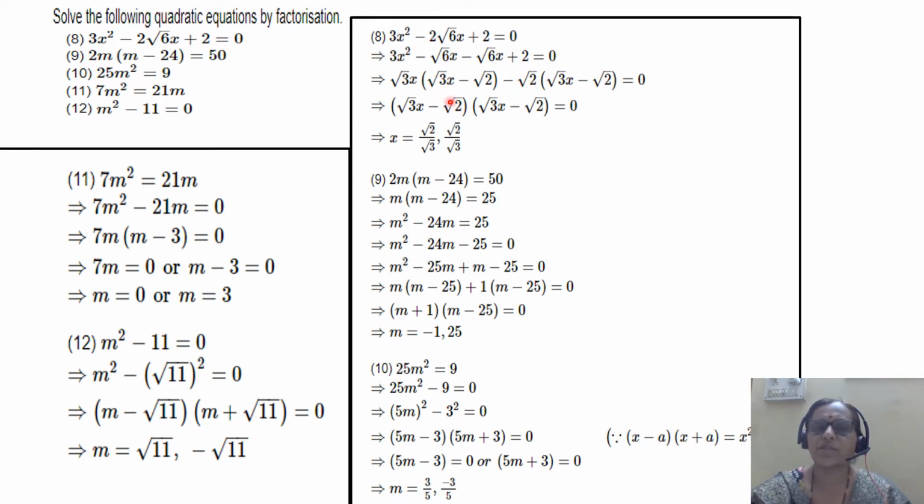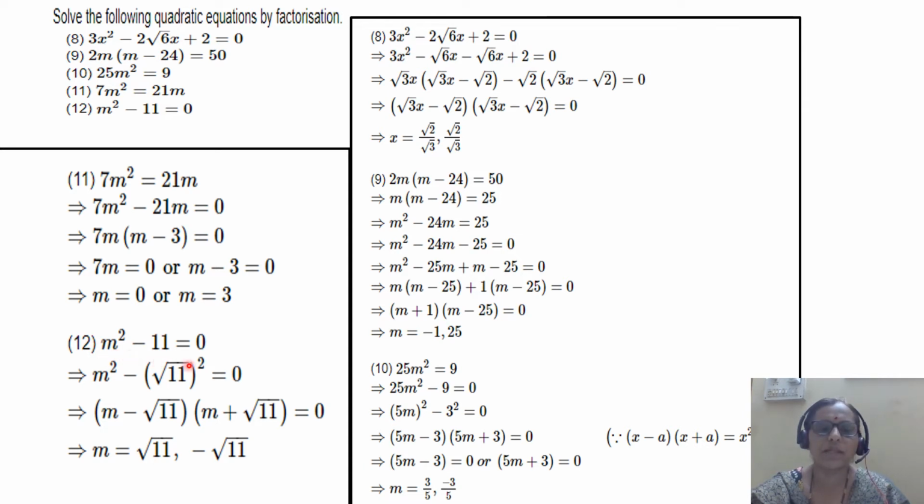Now which bracket is common? √3x minus √2. The uncommon part, √3x minus √2, is equal to 0. So you have the factors as √2 by √3 and √2 by √3. These are the factors. Now consider the last term. Like this you have to study this question number 9, 10 and 11. I'll explain question number 12.